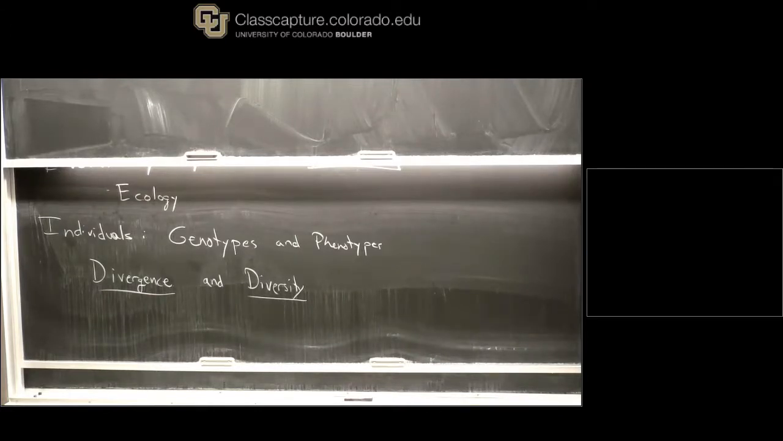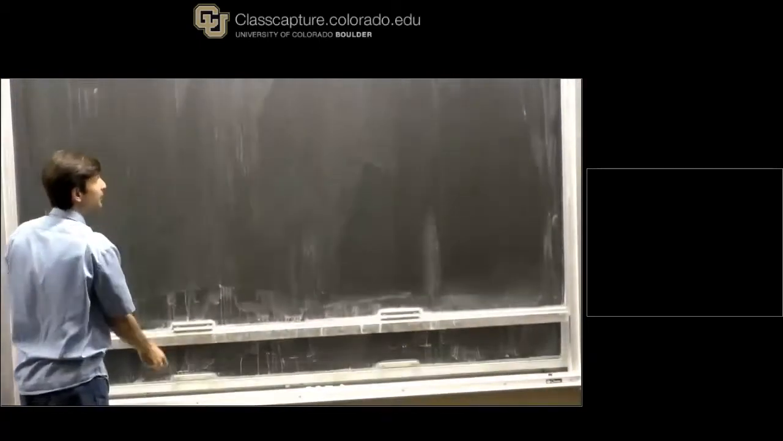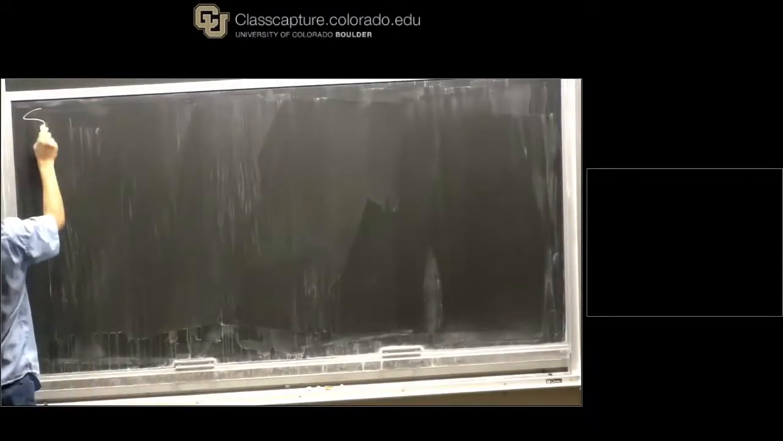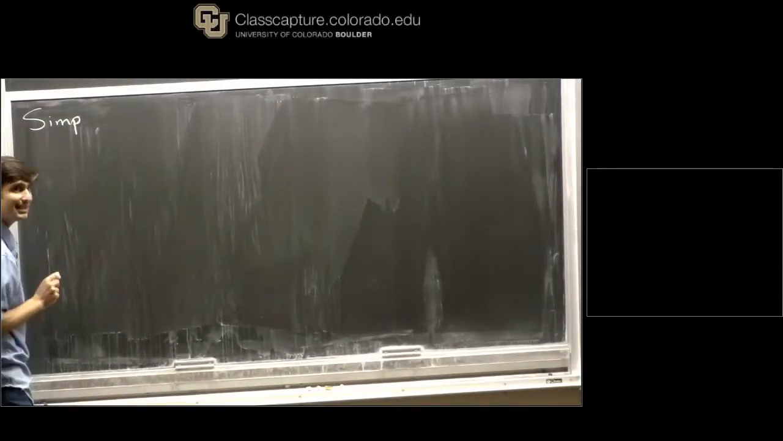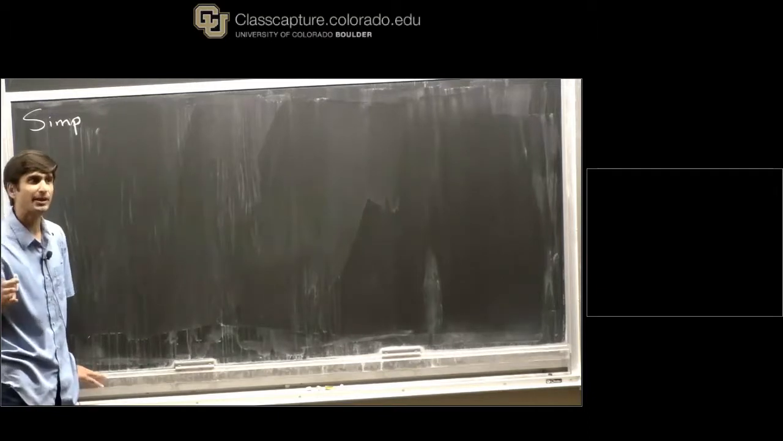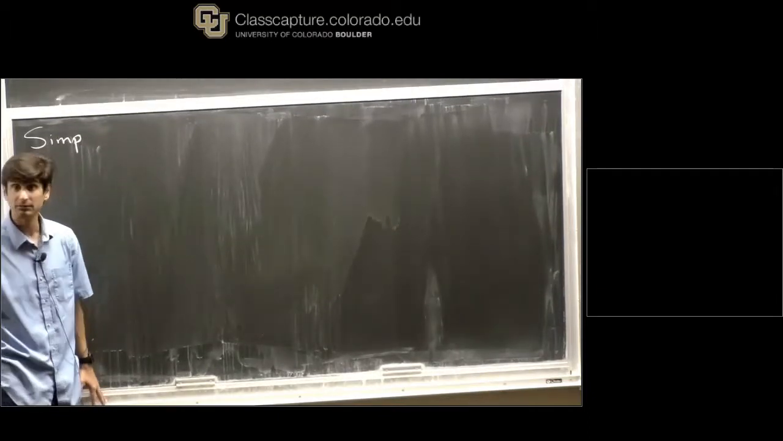And so what do we want to do? I'm going to start talking about the simplest possible models that one can write down, because my perspective on evolution and population genetics is that we don't know much.